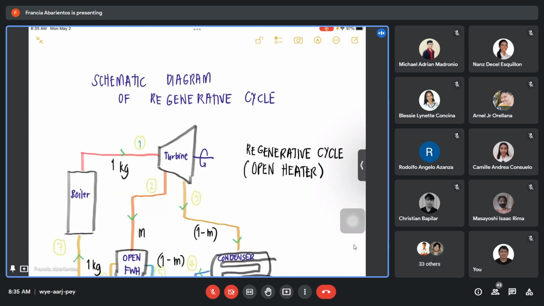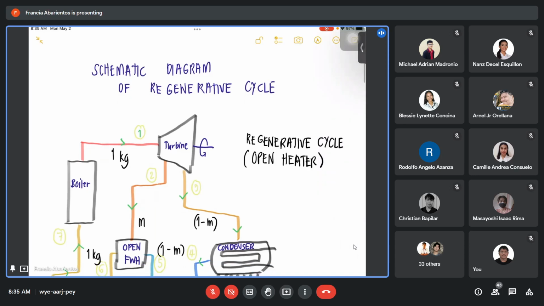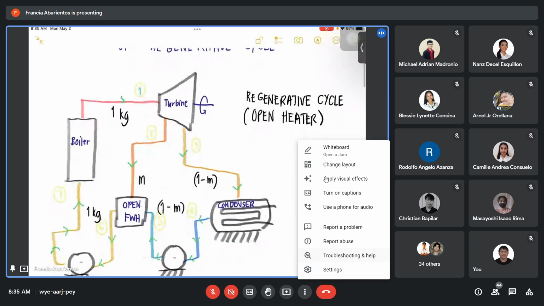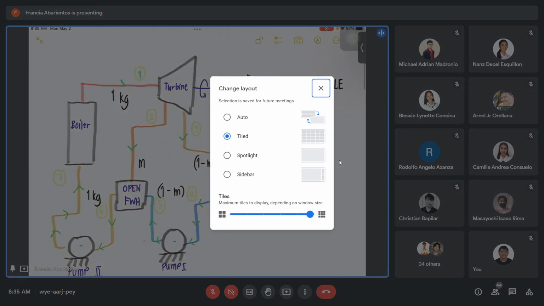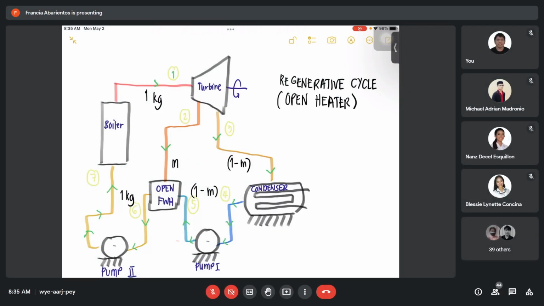Ayan. So, dito na tayo sa regenerative cycle. So, ang regenerative cycle, class, if the reheat has 2 turbines, dito, in a regenerative cycle, we have a boiler as well as turbine. Papasok na dito, class, yung tinatawag na open feed water heater and the closed feed water heater.